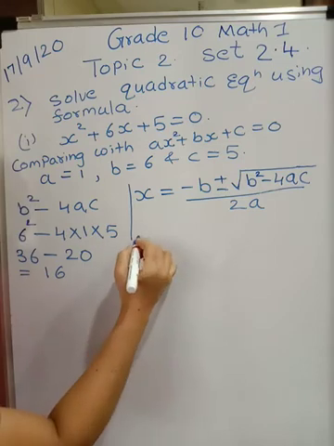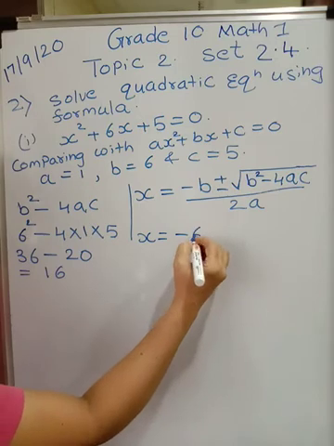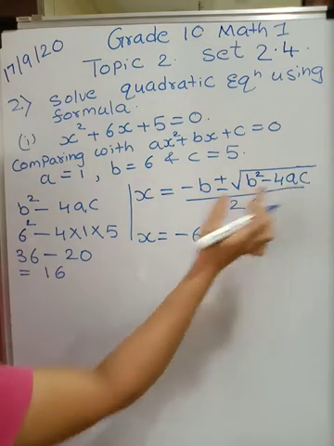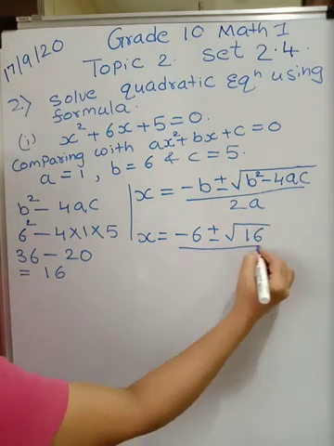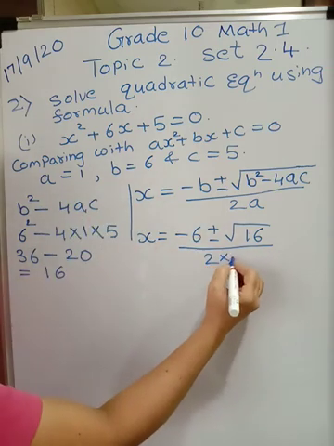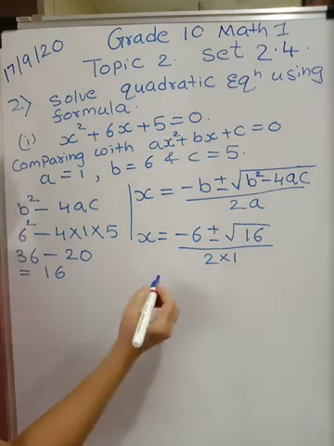After solving this, I will get x equal to minus b, which is minus 6, plus or minus under root b square minus 4ac, which is 16, the whole upon 2 into a, and a is 1, so it will be 2 into 1. I hope it is clear. Now I am writing it over here.